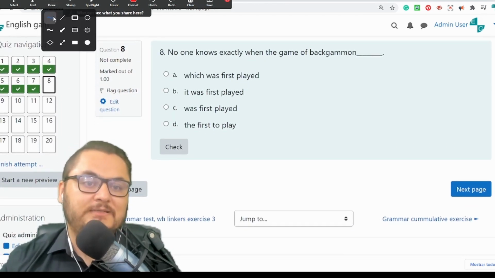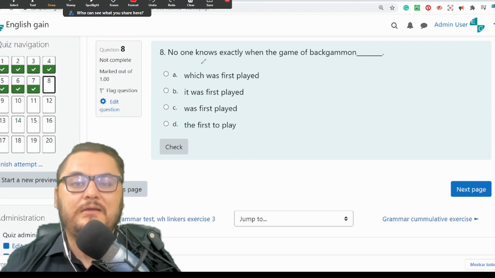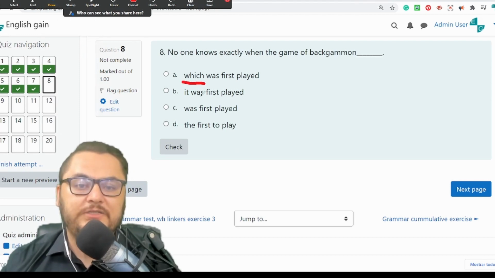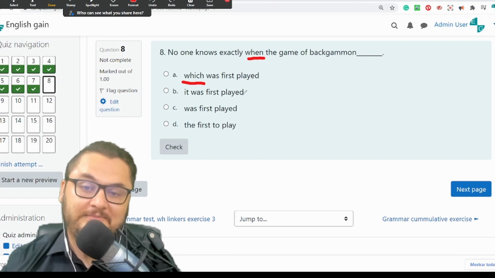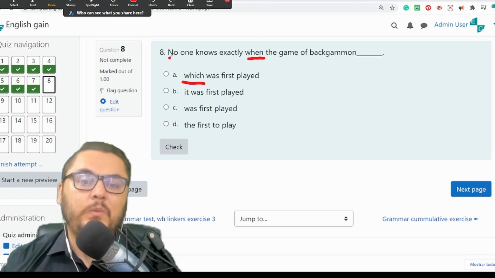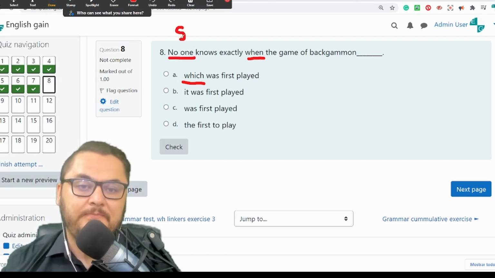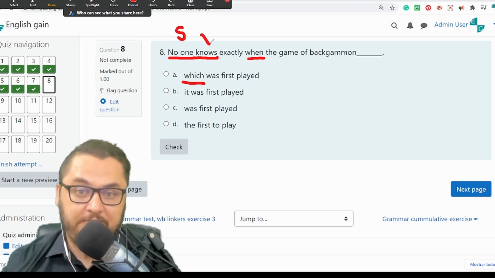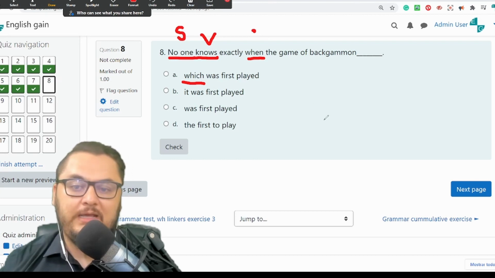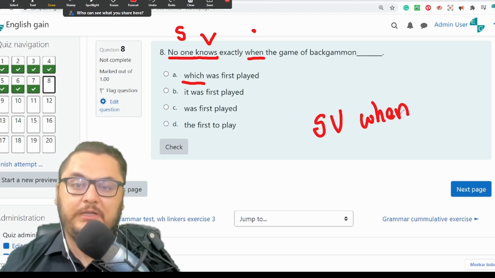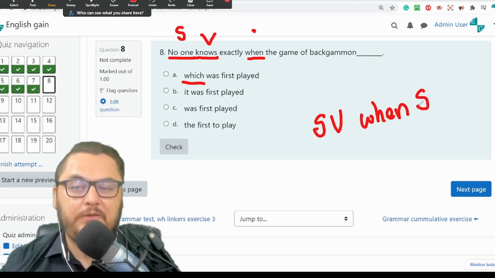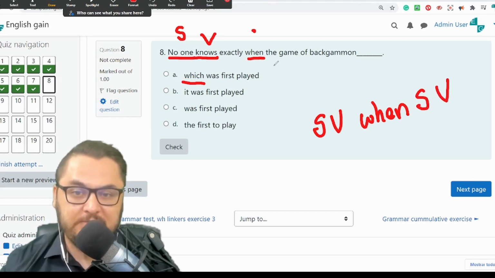Okay, in this exercise, we can find these connectors. Maybe that is the only one that I can find here. And then here we have another connector. So let's see. No one is my subject. Knows is my verb. When is the connector. So I don't need this one. I'm going to use when to use this formula. And then maybe you remember this one from the previous explanation.